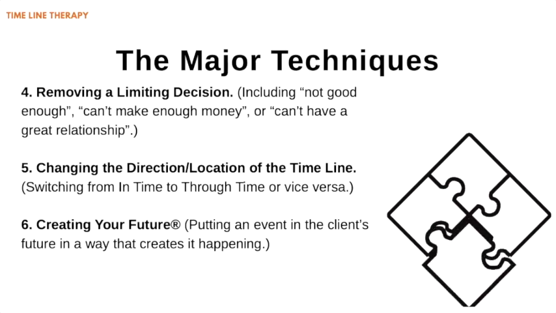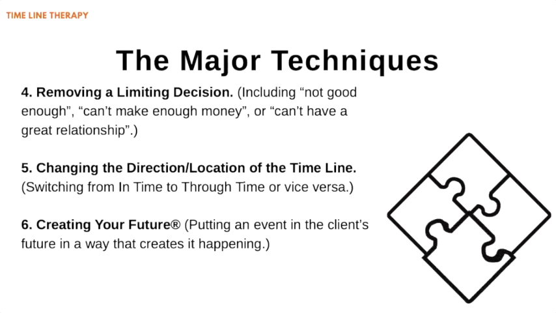Number 4, removing a limiting decision. This weekend, we'll be able to remove limiting decisions like, I'm not good enough, I can't make enough money, or I can't have a great relationship. Number 5, you'll also learn techniques to change the direction of your timeline. And number 6, in your mentorship sessions, we'll be teaching you the creating your future technique.